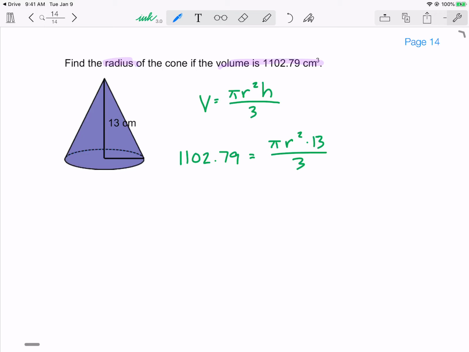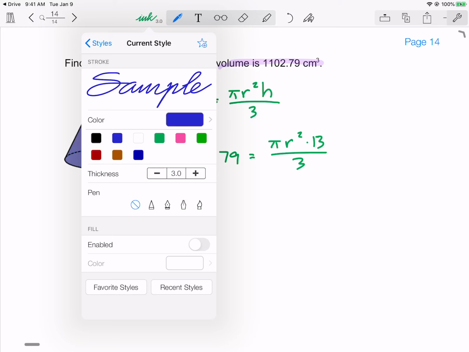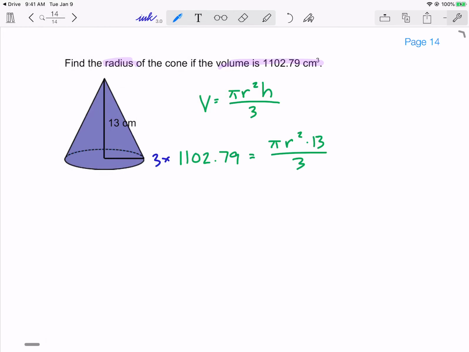So I'm going to do this the long way. I'm going to multiply both sides by 3, and that gets rid of the 3 in the denominator on the right side, and that gives me 3,308.37 on the left. And then I've got 13 pi r squared on the right. Remember, I can reverse the order of multiplication. It goes in any order I want. So now I'm going to divide both sides by 13 pi, making sure to keep that 13 pi in parentheses on my calculator for the left side.